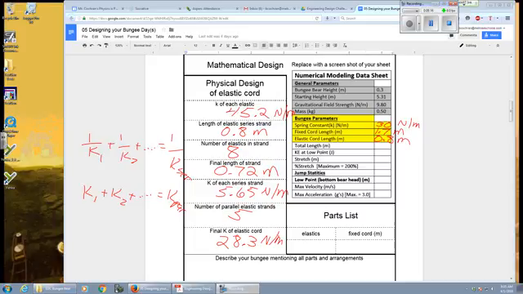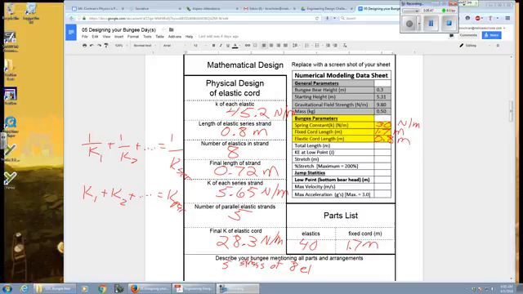And so I'm going to build, and this is what I would describe down here, 5 strands of 8 elastics each. And that will be the elastic part of my bungee. That would take me 40 elastics, and I need 1.7 meters of fixed cord.